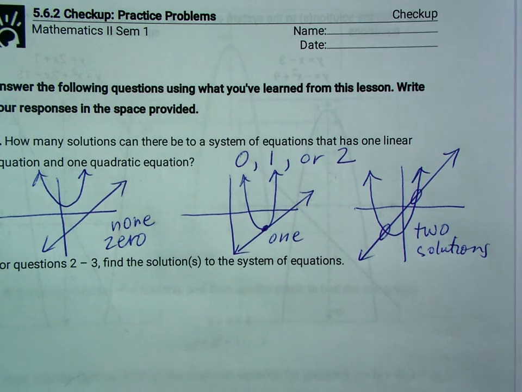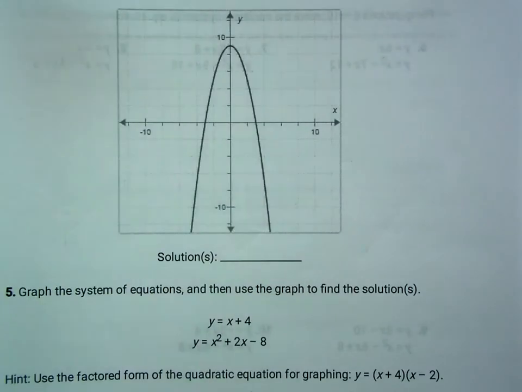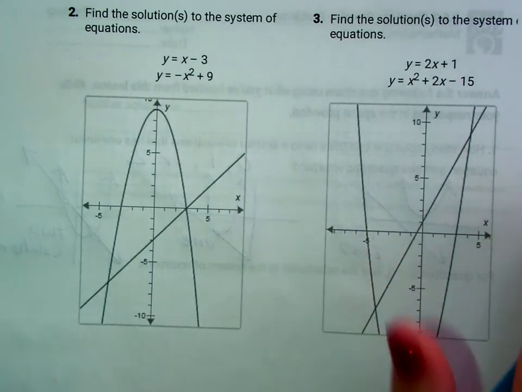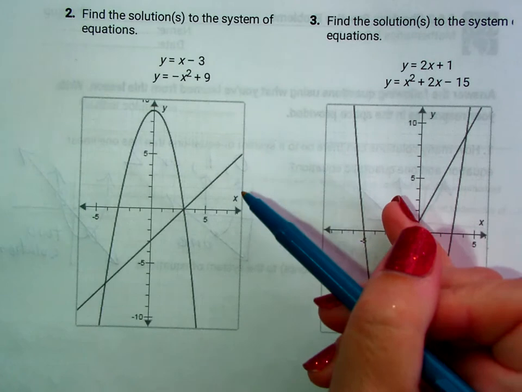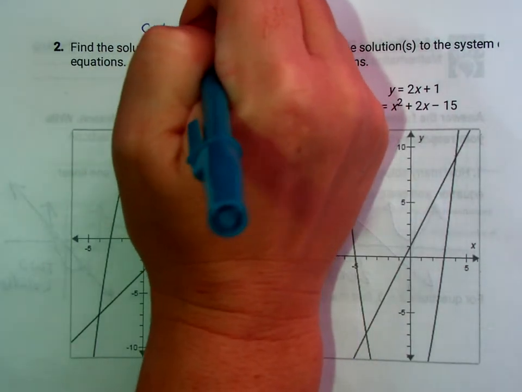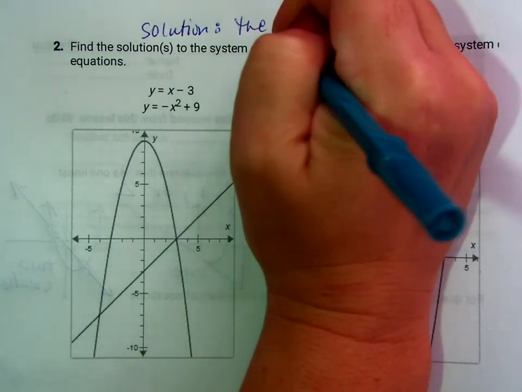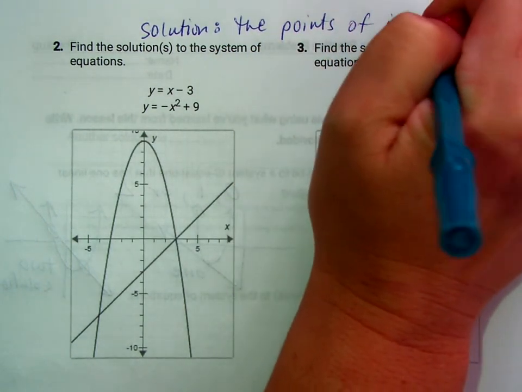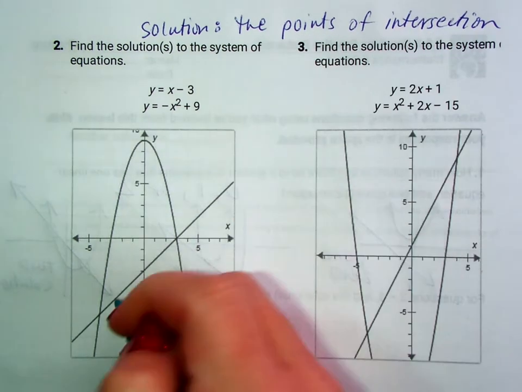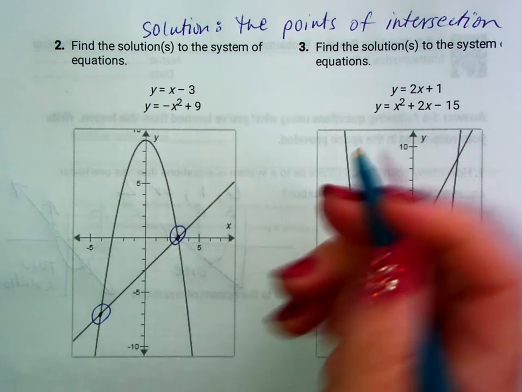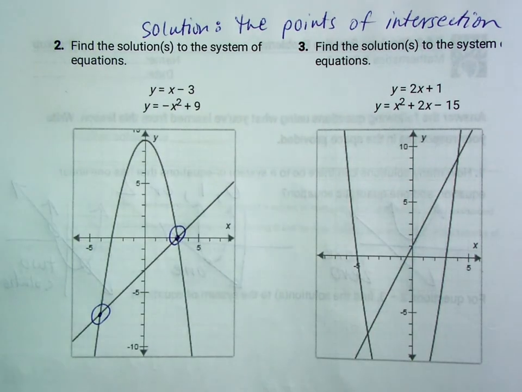Okay, now let's go find the solution on a couple of examples that are already done for you. So in these, they're already graphed. Find the solutions of the system. Again, we're looking for the place. So the solution is the points of intersection. So here I'm seeing 1 point right here and 1 point right here. So we just name those points.